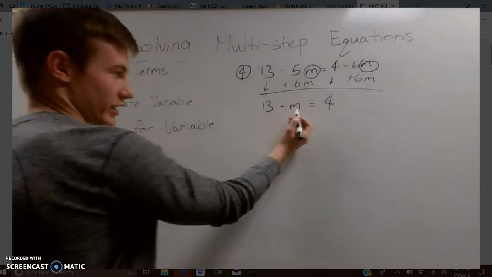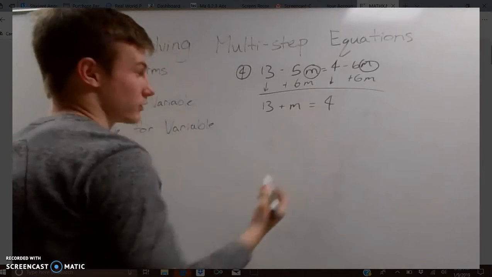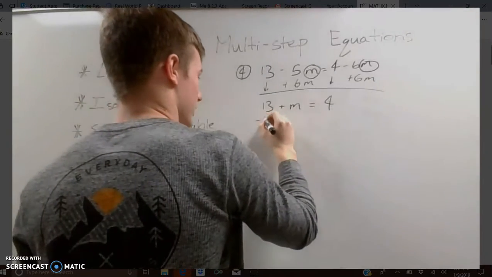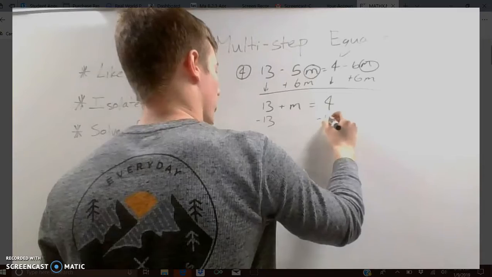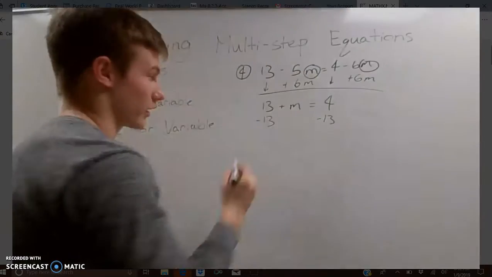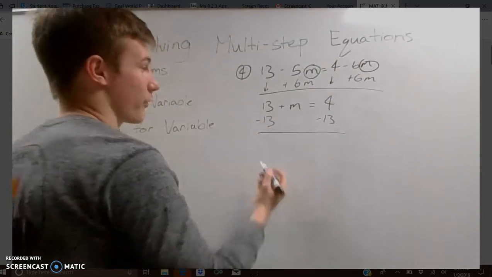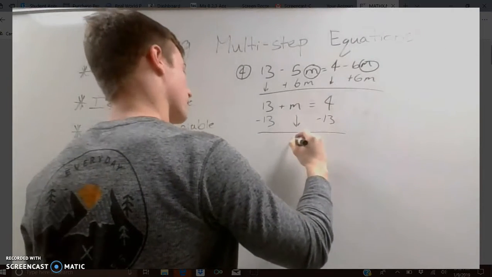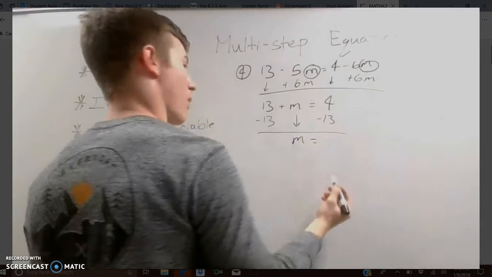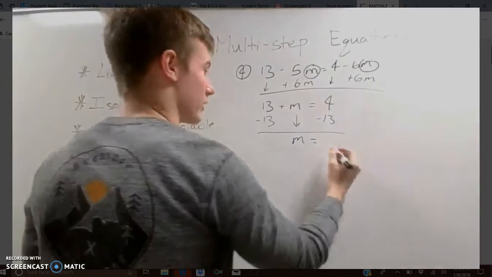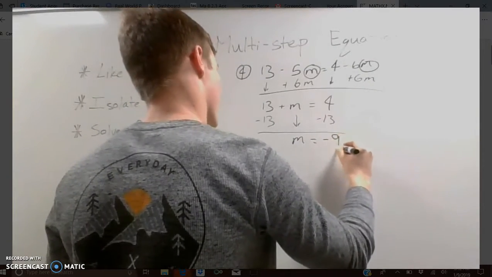So now we still have a 13 and an m together, so we want to bring that 13 over. What we're going to do is subtract 13. When you do it to one side, you have to do it to both sides. Subtract 13 from the other side. 13 minus 13 is 0. Bring down our m. 4 minus 13 is a negative 9.